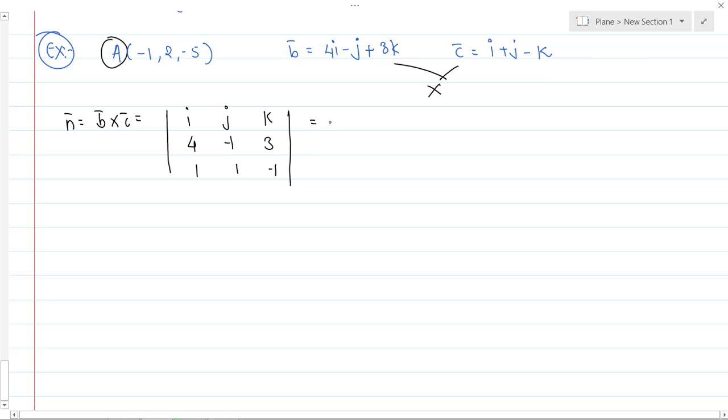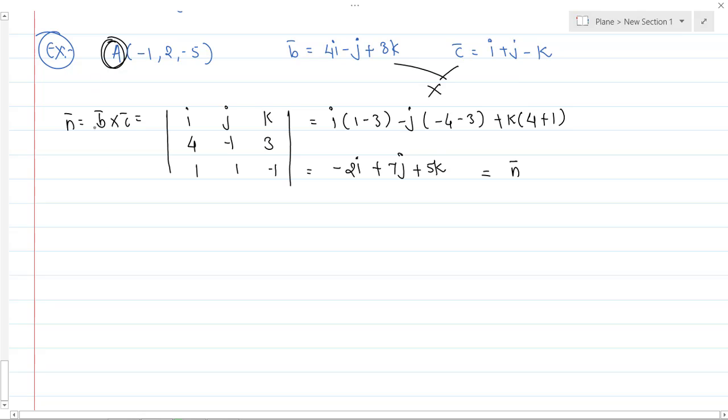So if I solve this determinant, I will be getting i in bracket minus 1 minus 3, minus j in bracket, it's minus 4 minus 3, and plus k in bracket, I will be having 4 plus 1, which is equals to minus 2i, plus 7j, and plus 5k. Okay, so minus 2i plus 7j plus 5k. ये क्या हो गया? This is my n bar, which is a normal vector.